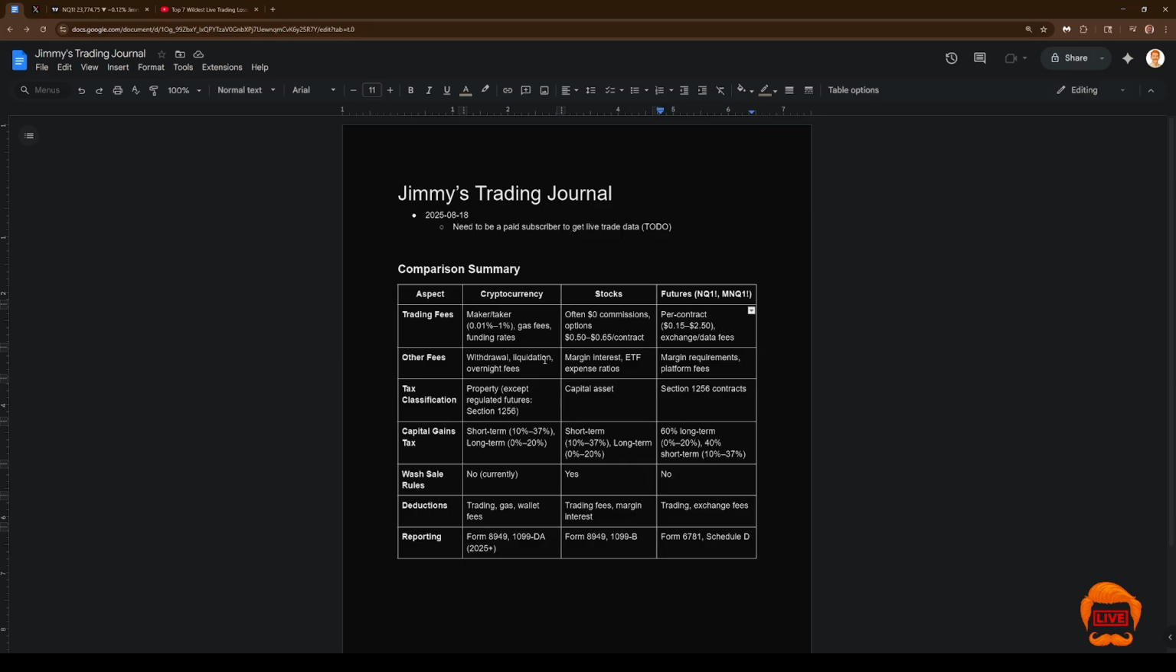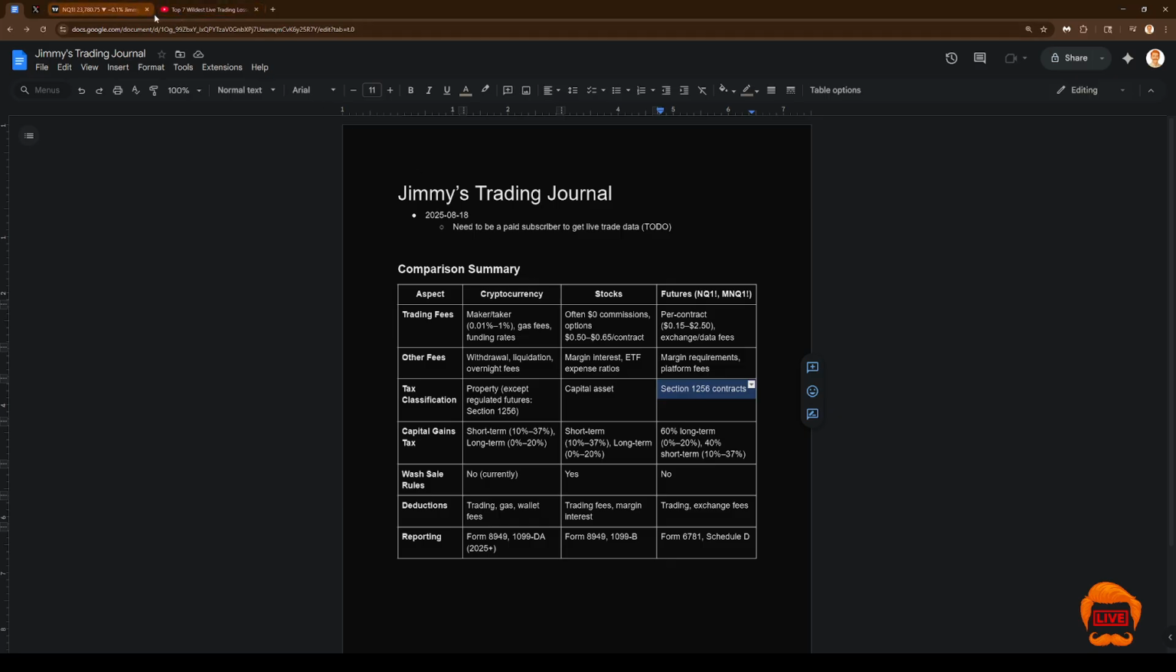Other fees. Draw liquidation overnight fees. Margin, interest, ETF expense ratios. Margin requirements, platform fees. I wonder what those are. Tax classification, property. Capital asset. We're going to have to go into some detail on this.